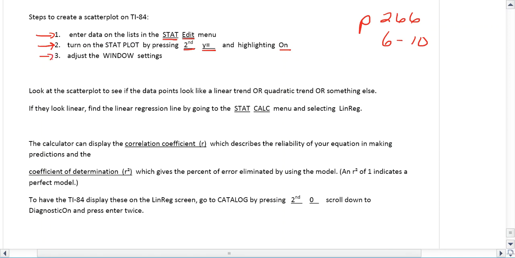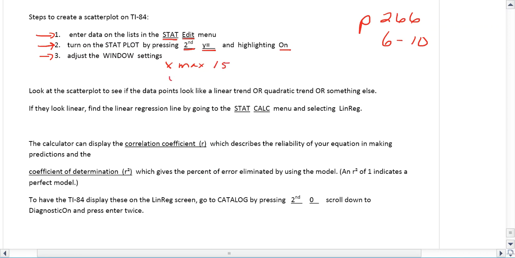Step 3 now is to adjust the window settings. So hit the window key, and we look at our data from the table. The highest X value we have is 13. So we want to set the X max a little higher than our highest value. So why don't we just pick an X max of, let's say, 15.